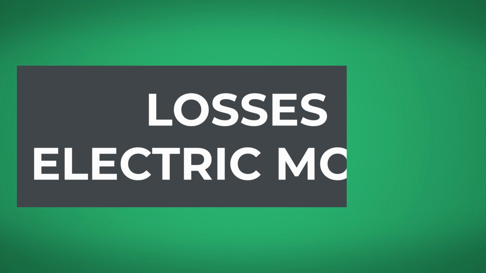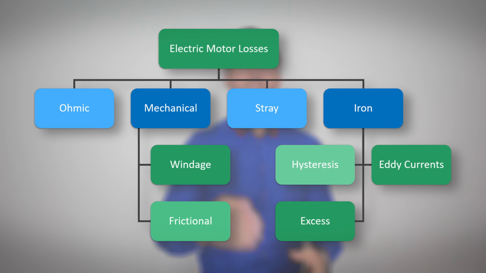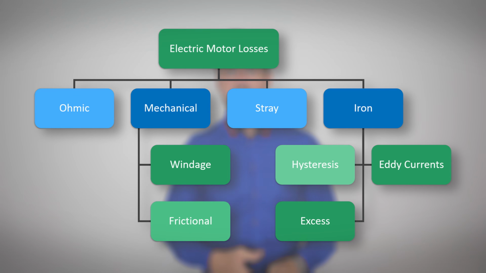So let's get started. As you can see here in the diagram, the losses of electrical motors can be divided into ohmic losses, iron losses, stray losses and mechanical losses. Ohmic losses are also often called copper losses, and iron losses are also called core losses. Now I will go into the further classification of losses and what they depend on.